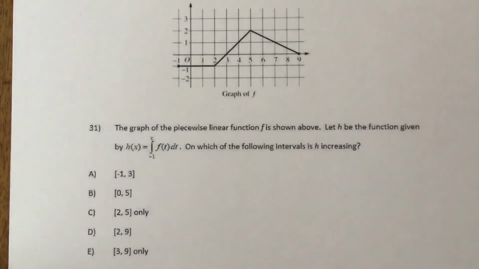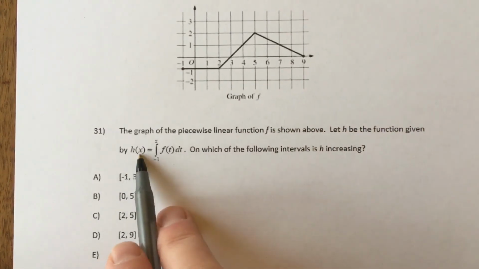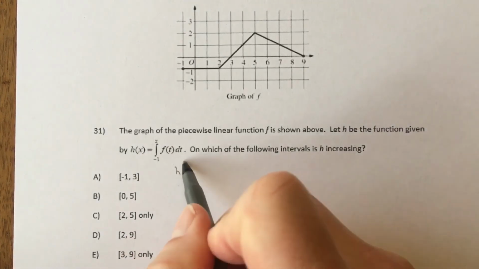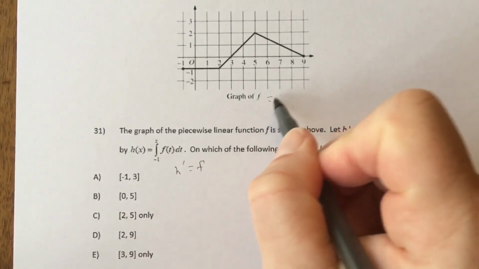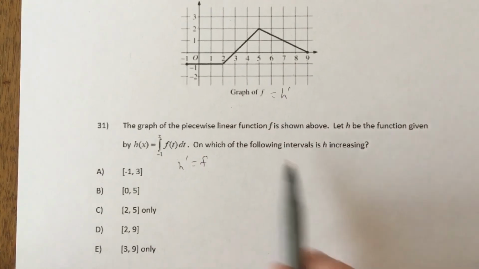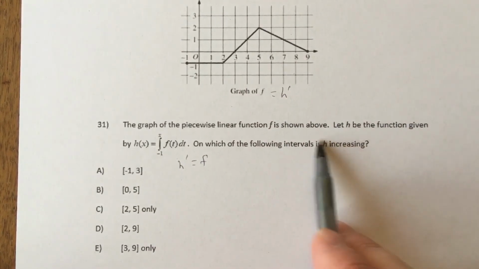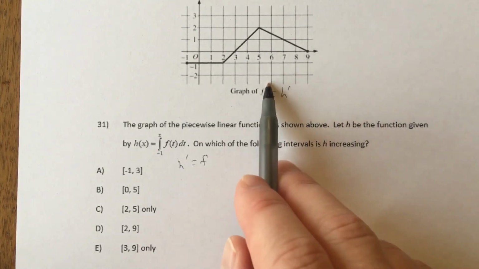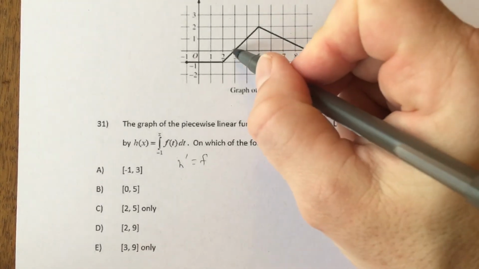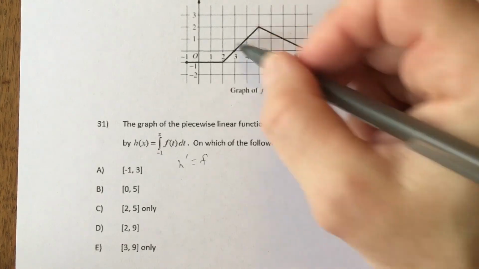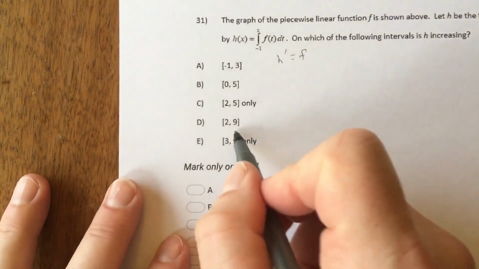Then our last one gives us the graph of f, and it tells us h is the integral of f, so that means h prime is f. This is h prime. On which of the following intervals is h increasing? So h will increase when its derivative, which is right here, is positive, and this is positive from 3 to 9. That's when it's above the x-axis. So E.